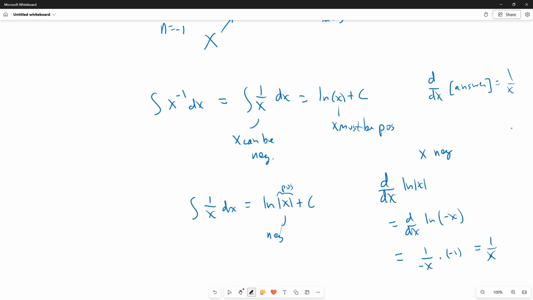So not only is the derivative of natural log of x equal to 1 over x, but also the derivative of natural log of absolute value of x is also equal to 1 over x. So that's the best answer. The integral of 1 over x dx is the natural log of the absolute value of x plus the constant. And this one is the exception to the power rule.